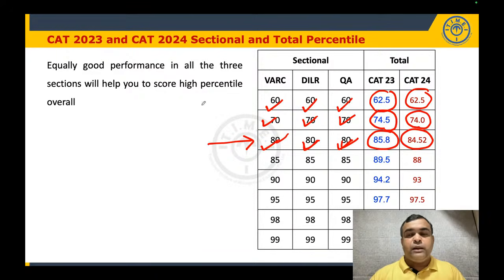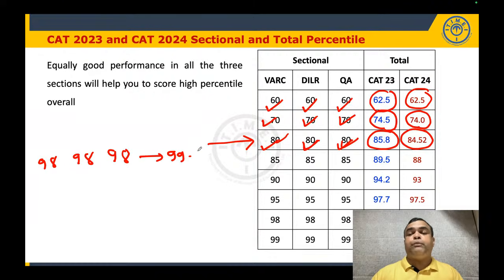Is that part very clear? For those who can't see the data, I'm just showing that 98, 98, 98 gives overall 99.3 percentile. 99, 99, 99, overall, it is 99.75 percentile.